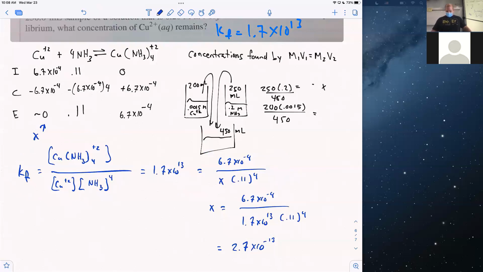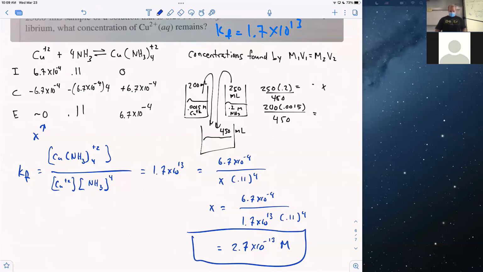The KF value is 17 trillion equals 0.00067 divided by the quantity x times 0.11 to the 4th power. Then we solve for x and we get x equals 2.7 times 10 to the minus 13 molar. So very, very small amounts. Do you see the logic in this?